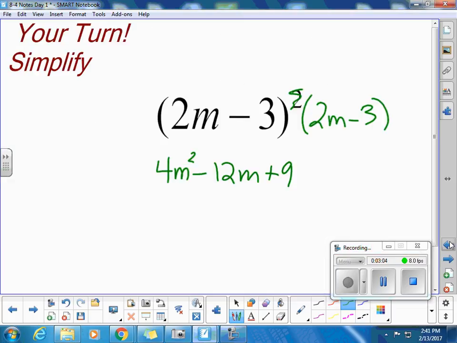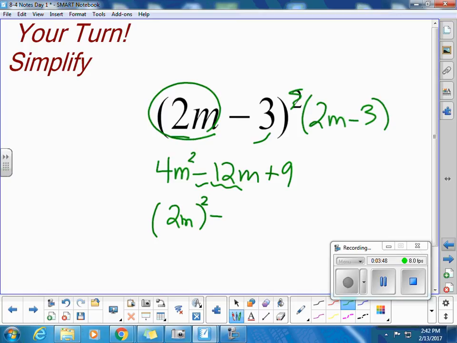All right, let's talk about that. Hopefully by now you've noticed kind of a pattern. So how do I get 12 from these, or negative 12 from these numbers? Well, if I multiplied them together, so 2 times negative 3, which is negative 6, I doubled that. So it's the first term, actually, this term squared. So I take 2m and I squared it. The second term, I'm going to multiply the two things together and double it.